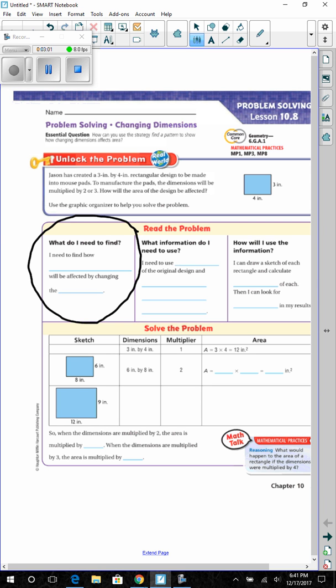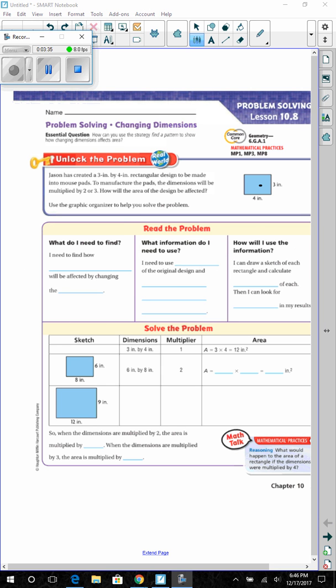Okay, what information do I need to use? I need to use the dimensions of the original design. Obviously you're going to write a little bit smaller, it's just very hard with my new stylus, it's a bit large.